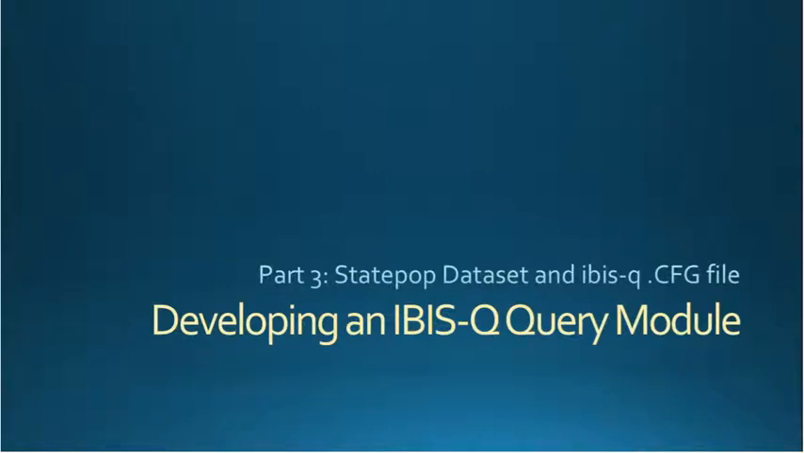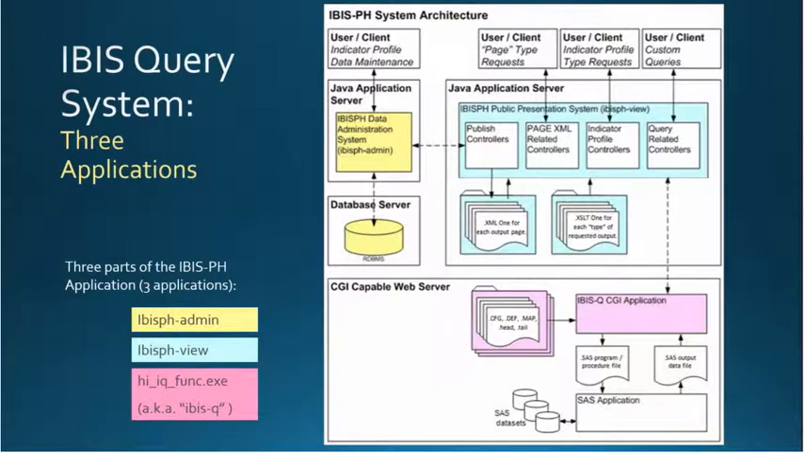This is part 3 of the training video series for developing an ibis-q query module. We're going to look at the ibis-q.cfg or config file. The config file is located in the ibis-q backend folder on the ibis-q server.